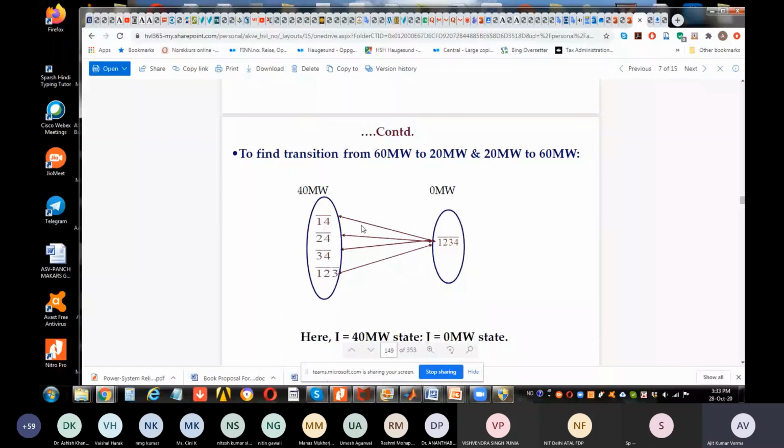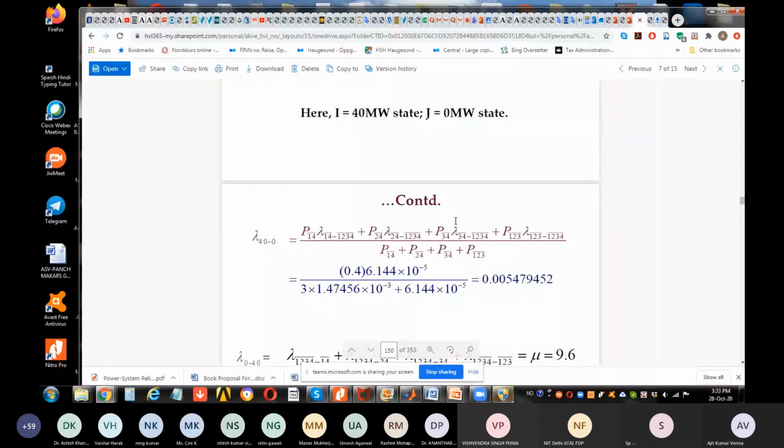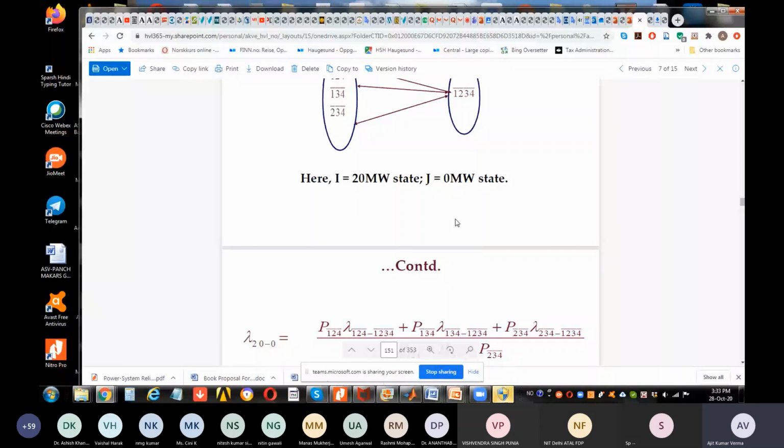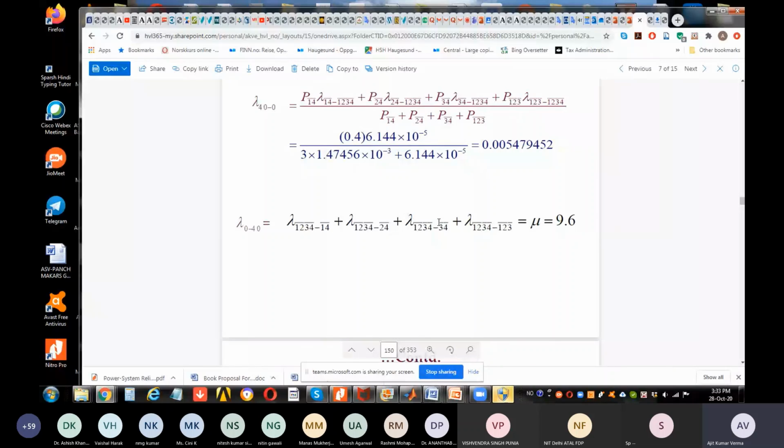40 to 0 and 0 to 40. Did we do this? Yeah, we have done this. 40 to 0 and 0 to 40 we have done. Now we look into 20 to 0 and 0 to 20.